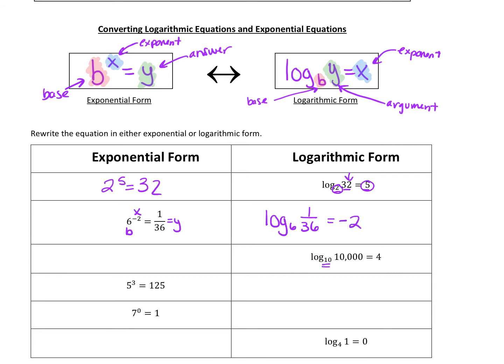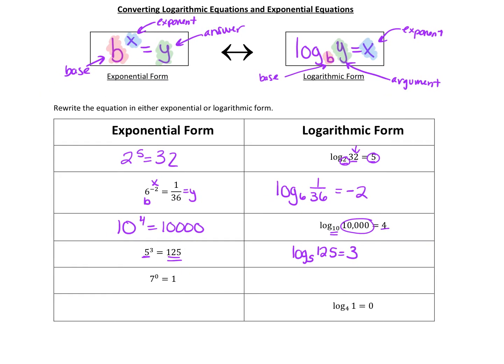All right, my base is 10, so 10 to the 4th power would equal 10,000. All right, my base is 5, so log base 5 of 125 would equal the exponent, which is 3. 7 to the 0 power is 1, so my base is 7, so log base 7 of 1 would equal my exponent of 0. 4 is the base, so 4 to the power of 0 would equal 1. And we're going to continue practicing converting between exponential form and logarithmic form.